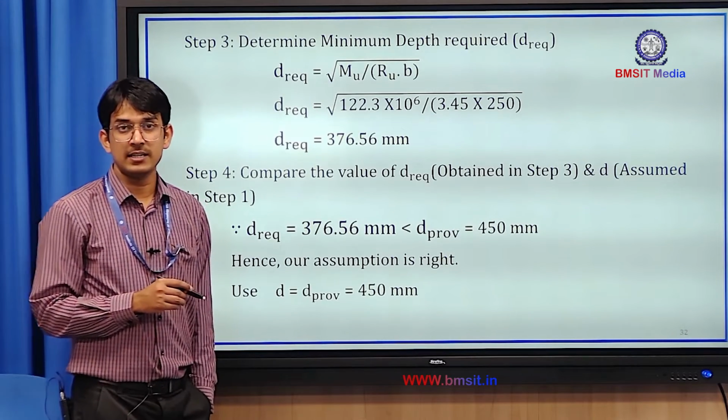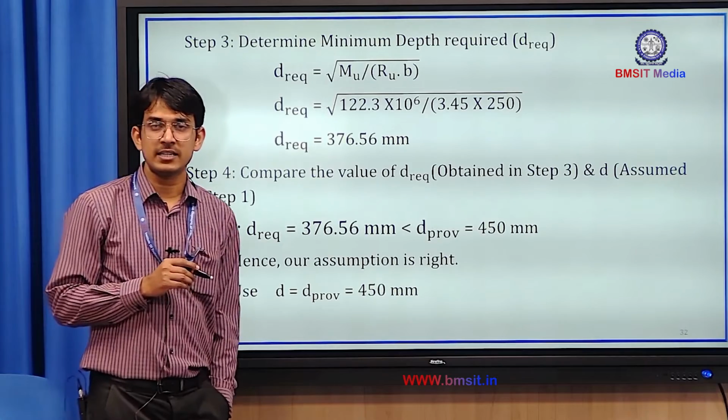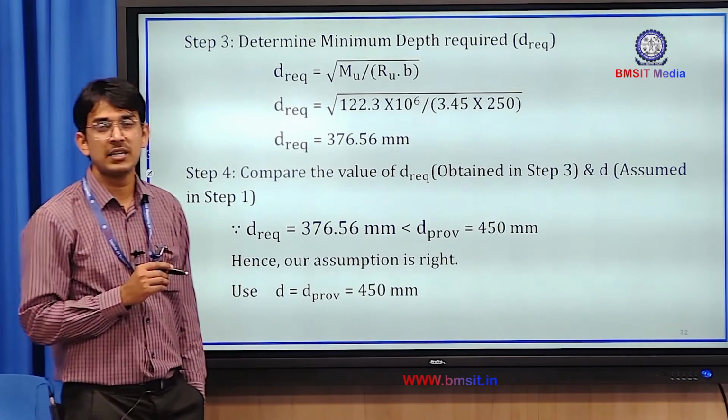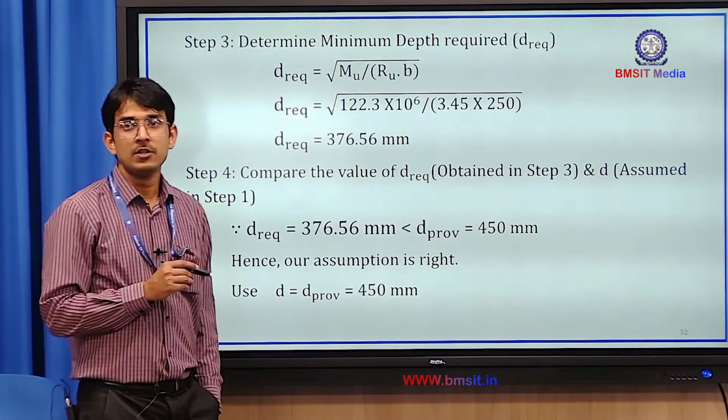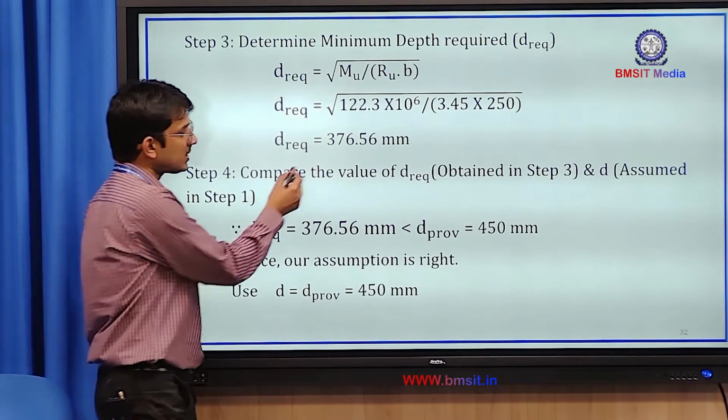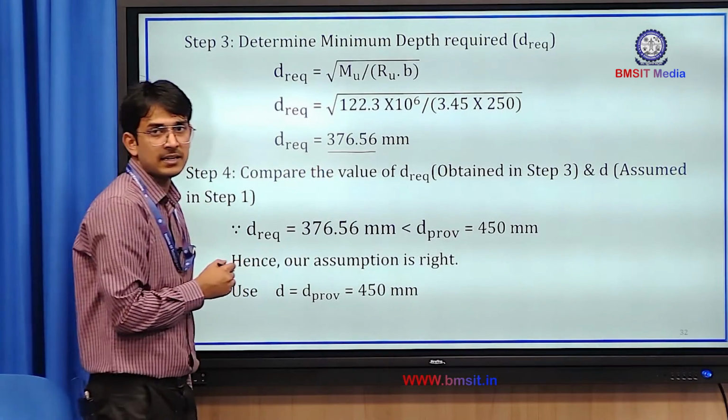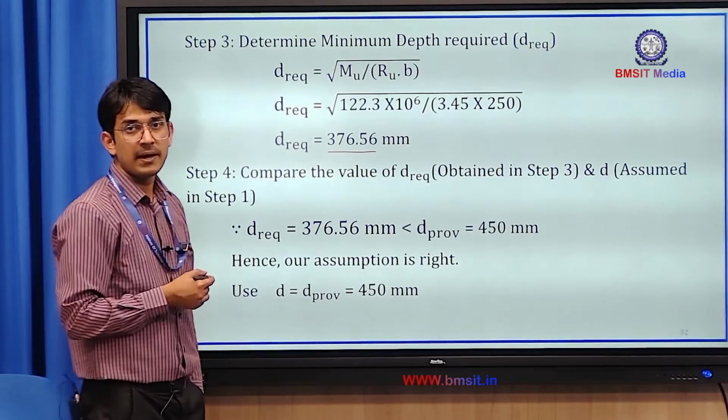Mu we have calculated in step number 1, Ru we have calculated in step number 2, and width we have assumed in step number 1, that is 250 mm. So we put all the values and we are getting 376.56 mm. And actually d, now we have to compare in step number 4.